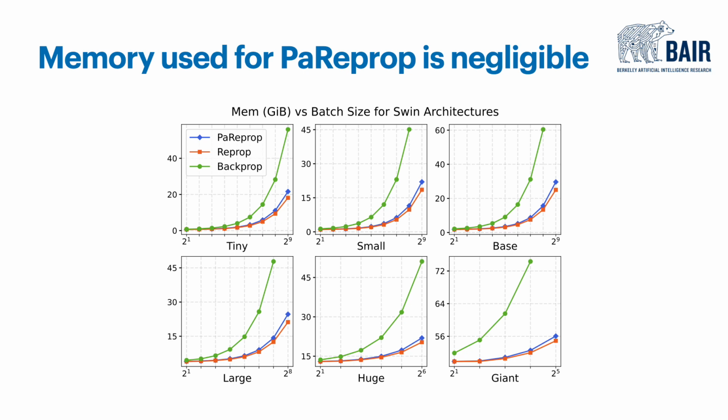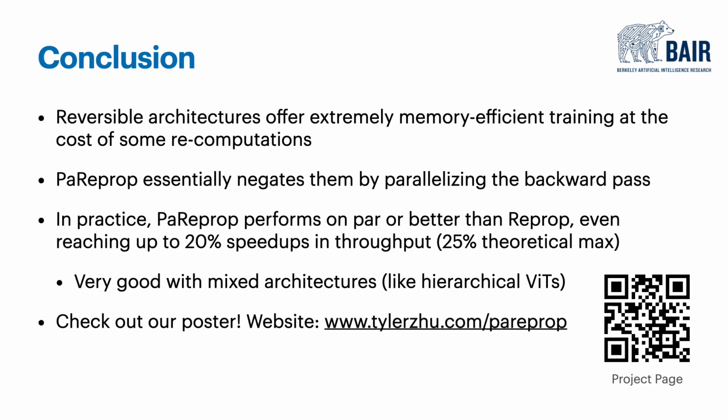In conclusion, reversible architectures offer extremely memory-efficient training at the cost of some recomputations. PaReprop essentially negates them by parallelizing the backward pass, and in practice, PaReprop performs on par or better than reversible propagation, even reaching up to 20% speedups in throughput compared to a 25% theoretical maximum, being especially good with mixed architectures like hierarchical vision transformers. And check out our poster for more details.